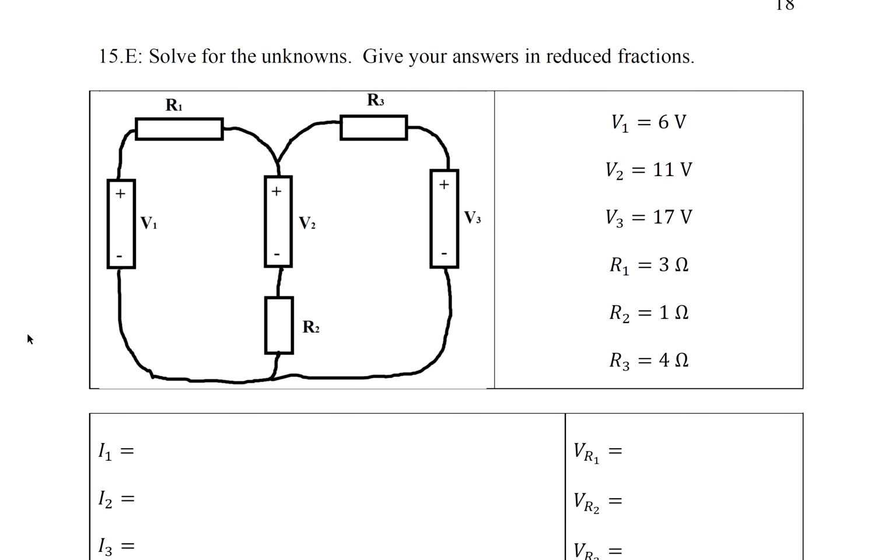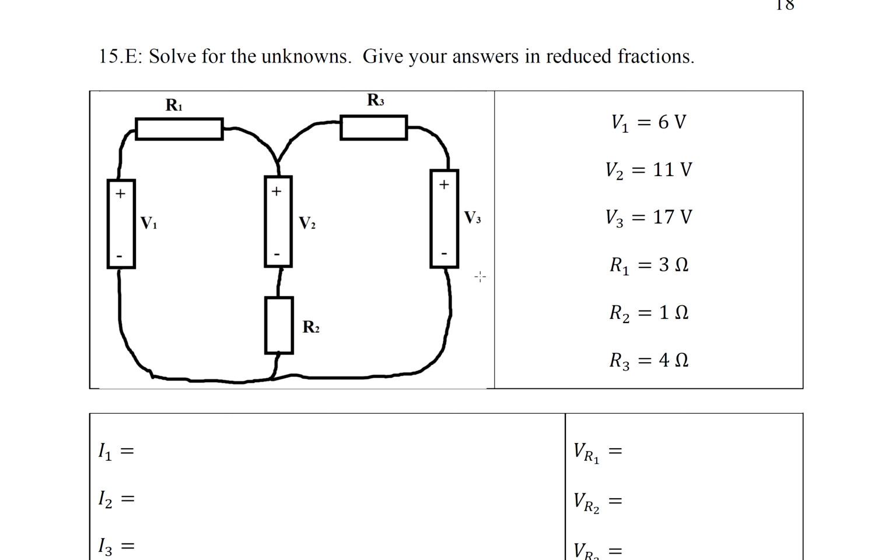Question 15, solve for the unknowns, give your answer in reduced fractions. So we got 3 batteries here. And there's many different ways of solving this. I did it one way, you could do it another way. I'm just going to assume that current is going to go up through V2, and then it's going to go down through V1 and down through V3. And I'm going to use Kirchhoff's law.